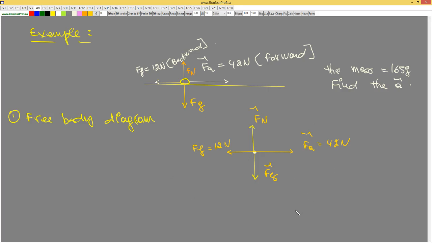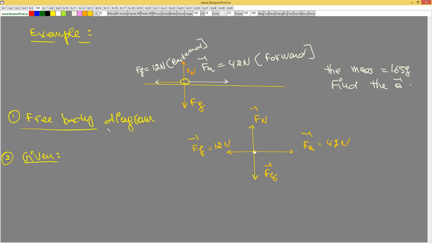So I have my free body diagram. Now I'm going to write the second step: the given. Normally we have to start with the given, but this time I'm putting it in the second step. So what is the given?